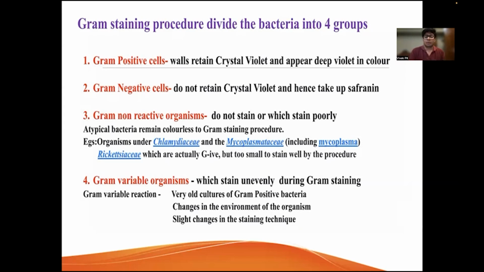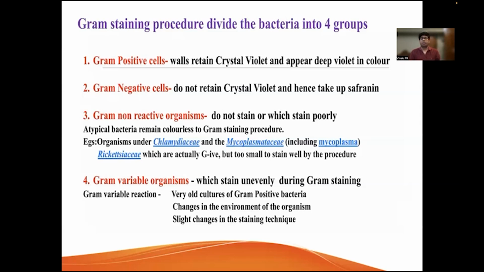And look at the third group. It is gram non-reactive organisms. They do not stain or stain poorly. Typical bacteria remain colorless in the gram staining procedure. For example, Chlamydiaceae, Mycoplasmataceae, and Rickettsiaceae. These are examples of these organisms.